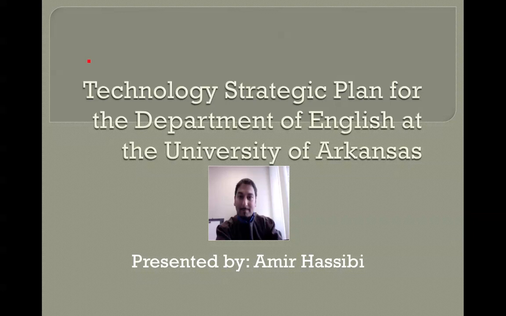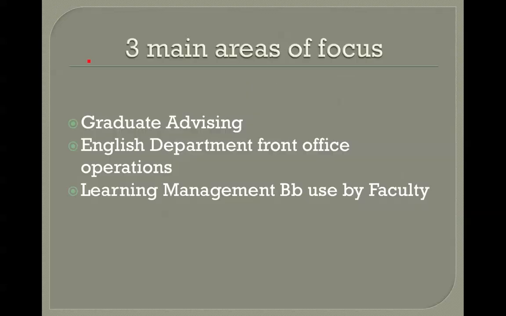Now, there are many varying technological needs of the English department, but since time is restricted, the focus has been limited to three main areas within the department for the strategic plan. And these are graduate advising, English department front office operations, and the learning management system Blackboard used by faculty members.